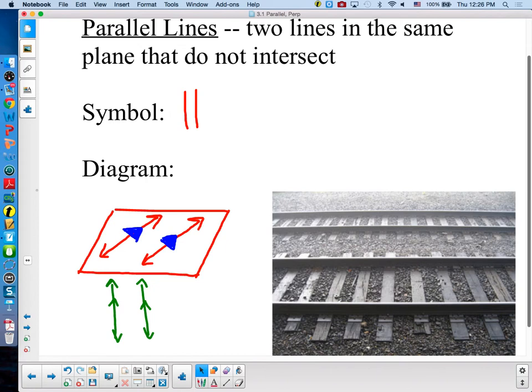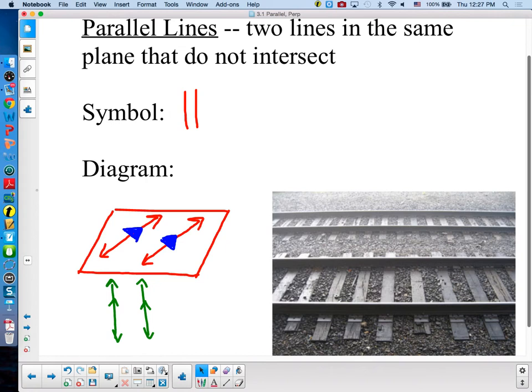So what do the arrows at the end of the line mean? The line goes on forever. So the arrow that is more on the middle part of the line is the parallel marking. So what do I have a picture of? Train tracks. They never cross. They're in the same plane, so those would be parallel. Technically, when it curves, that's not going to be parallel. But there are certain sections of railroad tracks that we can use as an example of parallel lines.